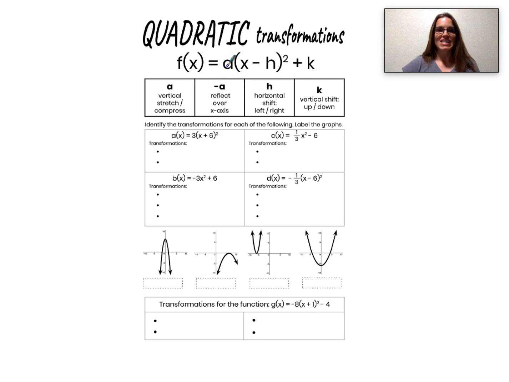If the coefficient is negative, a negative outside of the parentheses, then the parabola will be reflected over the x-axis, meaning the parabola will open down.